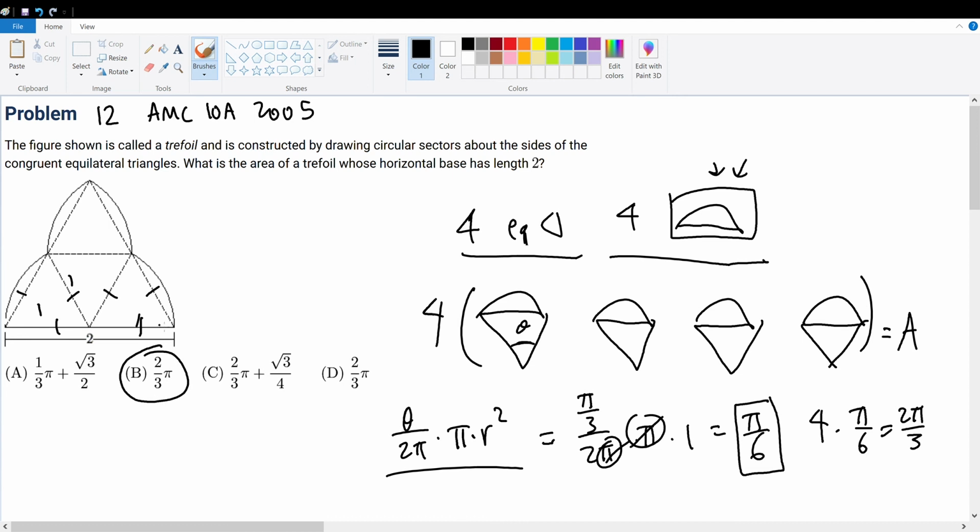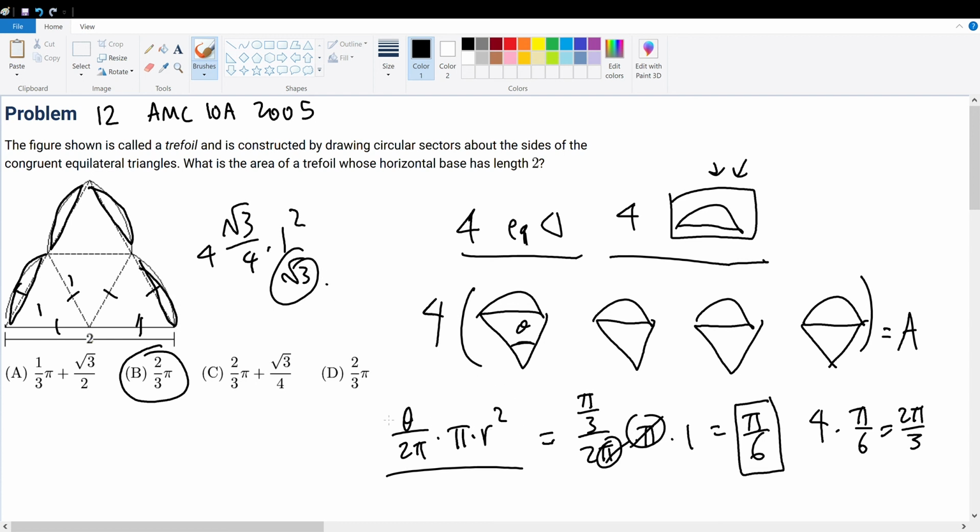But we could have obviously approached it another way. The area of an equilateral triangle is just root 3 over 4 times the side length, which is 1 squared. And we multiply this by 4, we get the square root of 3. And we could have added this by subtracting the areas of the circular sector with the equilateral triangle to get these respective portions. But that would have been much more time consuming, and it would have been much easier for us to make a mistake.